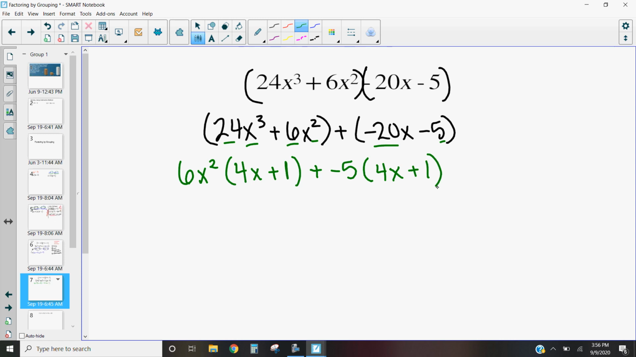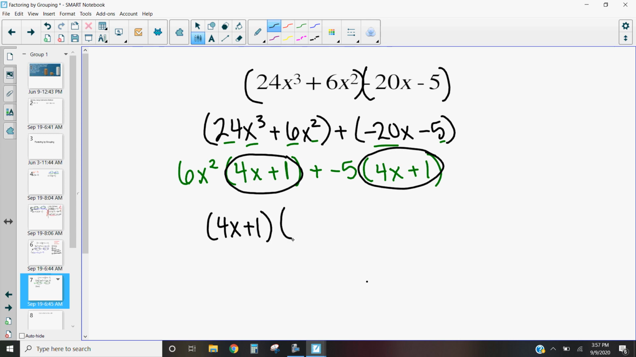So here we are. We've separated it out. Now I can look at my two binomials, and they're the same, right? 4x plus 1, 4x plus 1. So I can factor out that binomial, 4x plus 1. And then what are the two terms that we multiplied it by? I have a 6x squared minus 5, because that's our minus 5 there. And that's how we factor that completely.